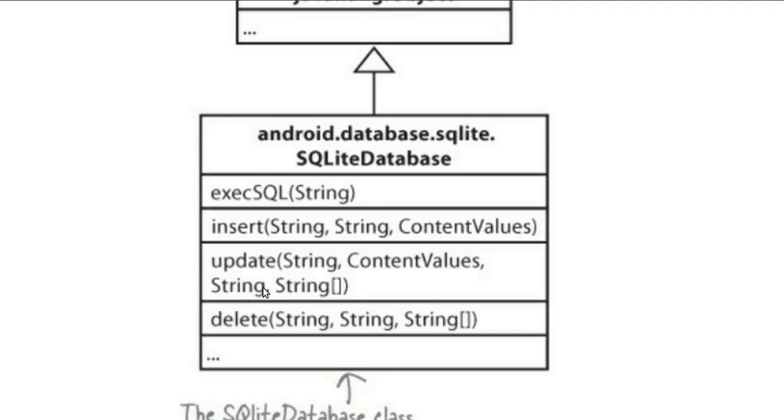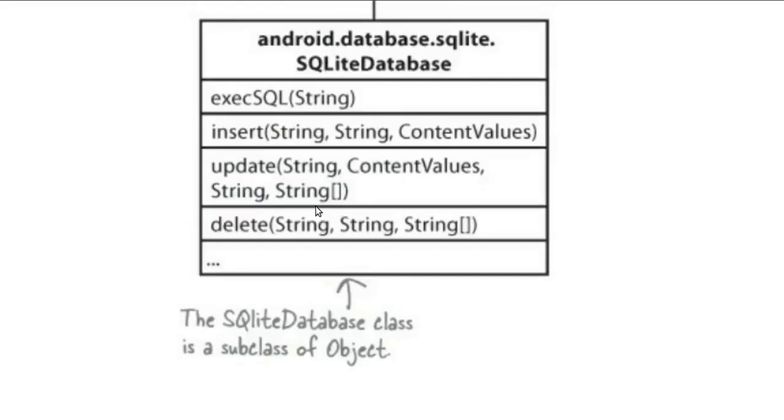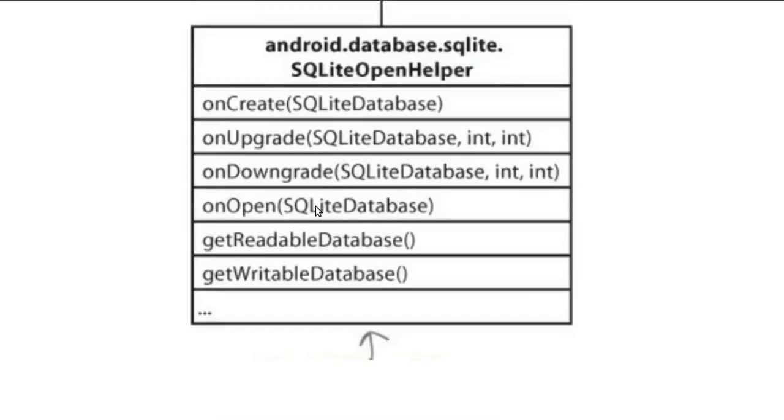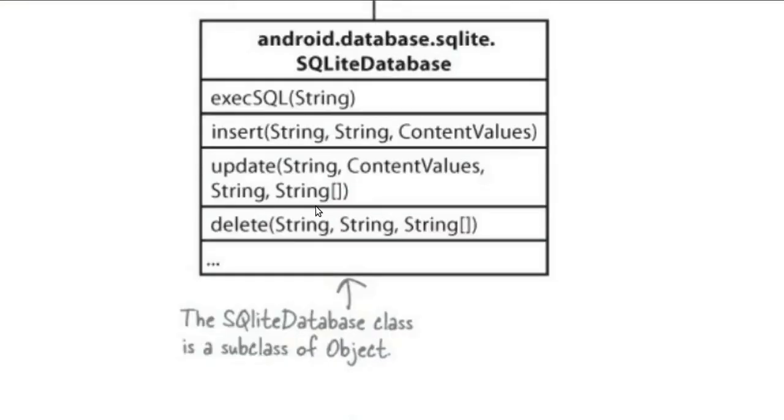Then we have update. So we can do 4 operations: insert, update, delete and retrieve. As I told you initially, we have 4 kinds of operation: CRUD, create, retrieve, update and delete. These are the operations you see here: insert, update and delete, and execSQL. So the first class is for the creation and upgrade of the database. It means creation and upgrade of the table. And the second class, SQLiteDatabase, is for insertion, updation, deletion and executing any SQL query.